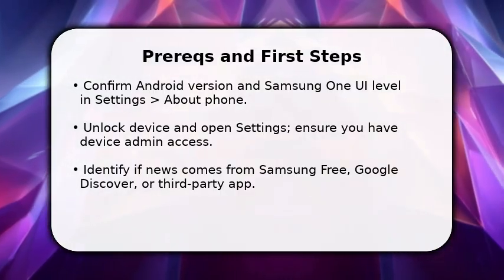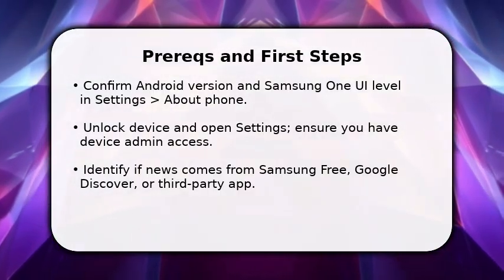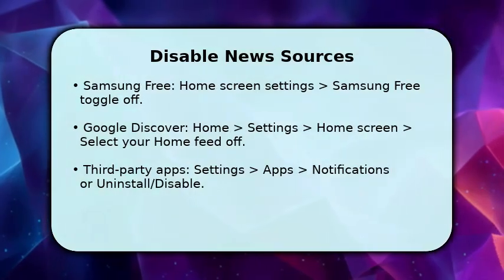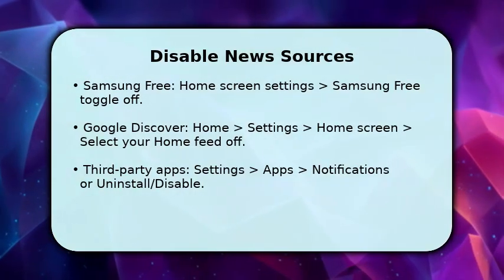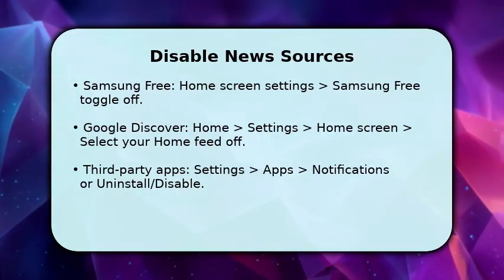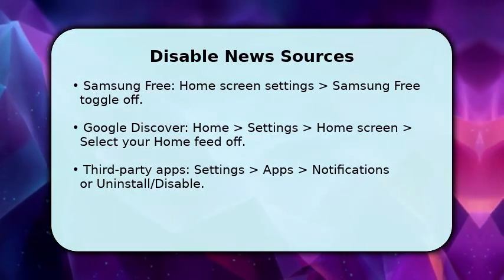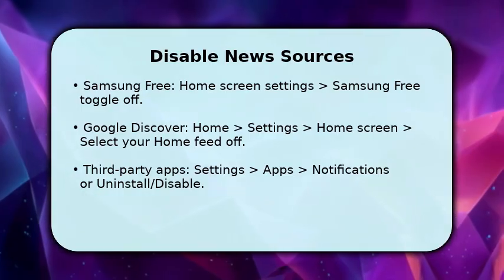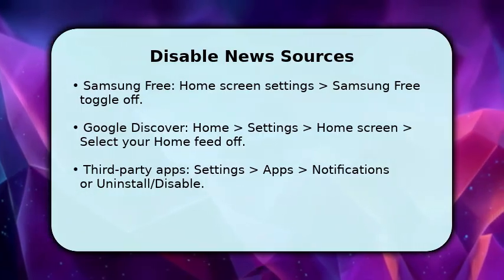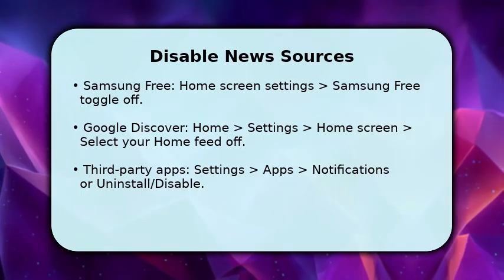Now you'll disable the specific news source. Follow the path for your case. If it's Samsung Free, long press the home screen, tap Home Screen Settings, then toggle Samsung Free off so the panel and lock screen snippets stop. If it's Google Discover, open the launcher settings and deselect the home feed.